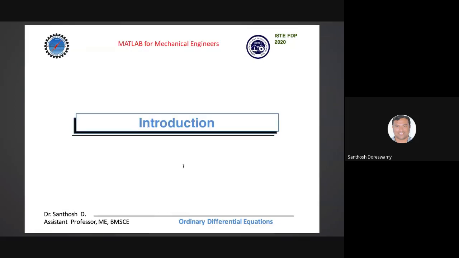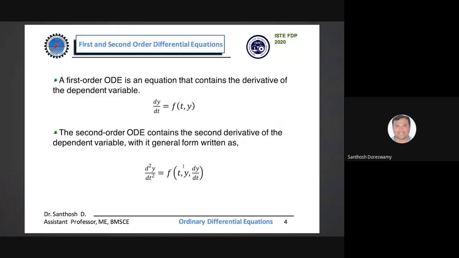All right, so let's get into the introduction. Any differential equation can be classified based on the order of the derivative. Suppose you have a differential equation. The highest order of the derivative in that differential equation classifies that differential equation into an order n.